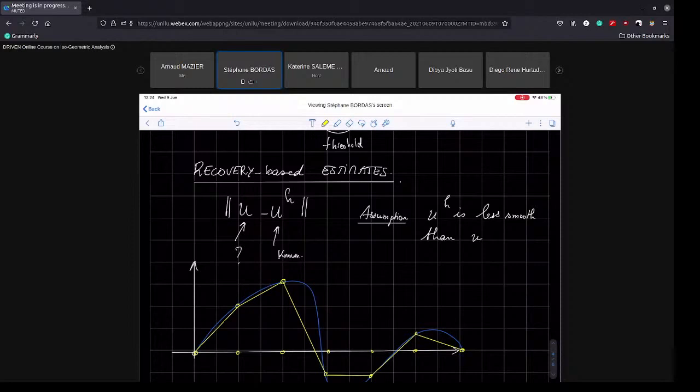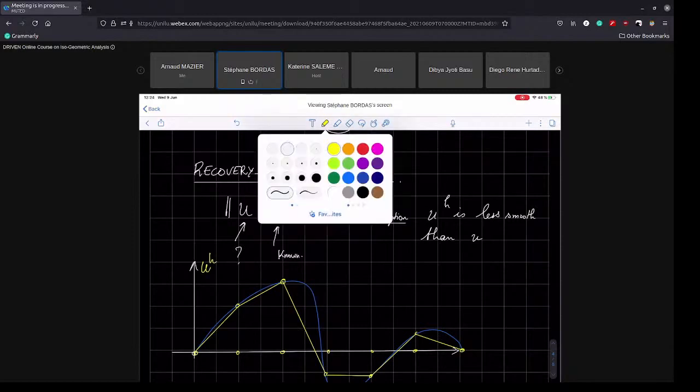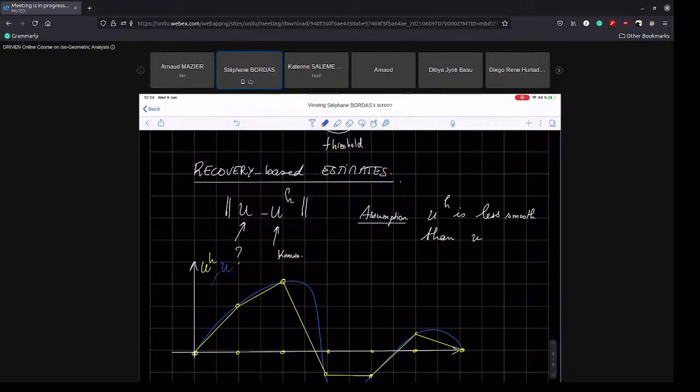So what do I see? This is uh, and this other one is u, the exact solution. So the exact solution is u, and the other is uh. Very, very simple.